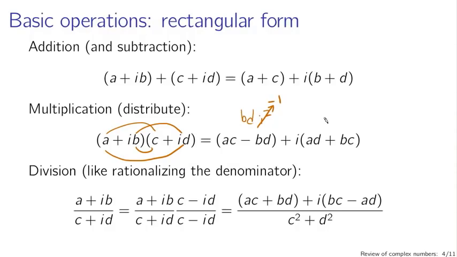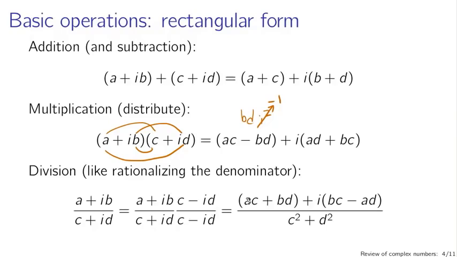Division, in this case, is like rationalizing the denominator, except instead of involving radicals, you have complex numbers. If I have some number a plus ib divided by c plus id, I can simplify this by both multiplying and dividing by c minus id. Note the sign change in the denominator here. Since the denominator is c plus id, that prompts me to multiply by c minus id over c minus id.